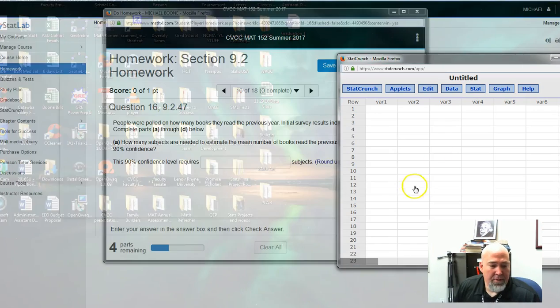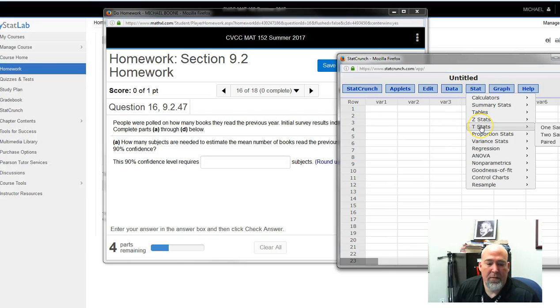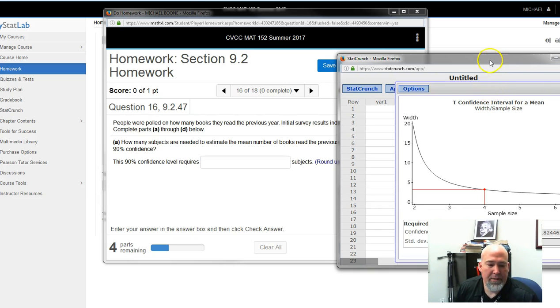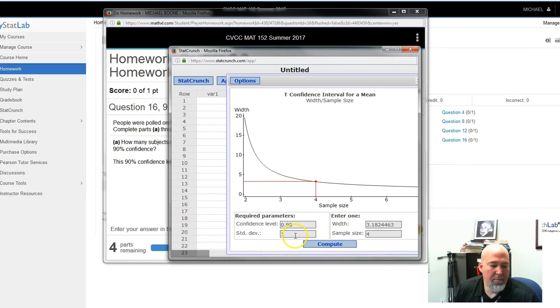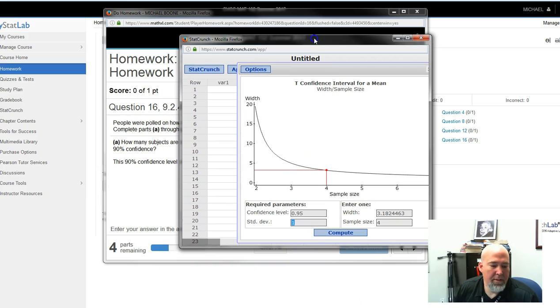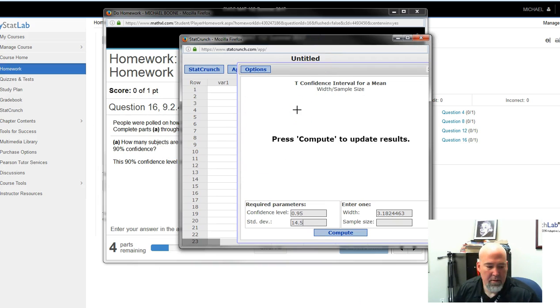So in StatCrunch, we're dealing with means, so I'm going to go with my T. I have one sample, and I'm going to find width and sample size. So we want to find sample size. From this, I can put in my standard deviation that was provided, 14.5.